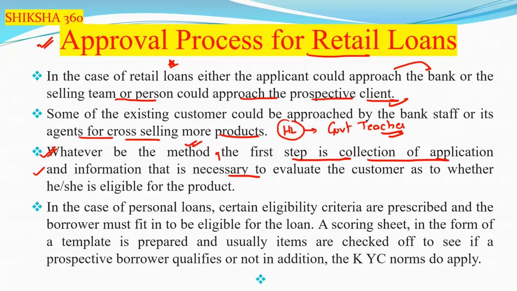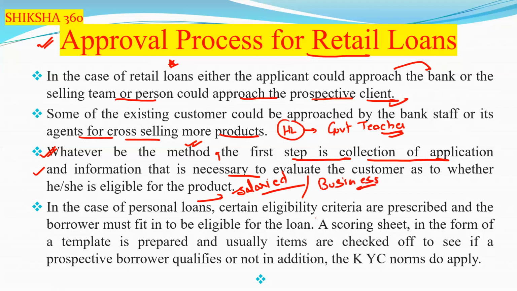In the case of personal loans, certain eligibility criteria are prescribed. In many banks, the eligibility criterion is that the person is to be salaried, or has a business and their ITR is properly filed.